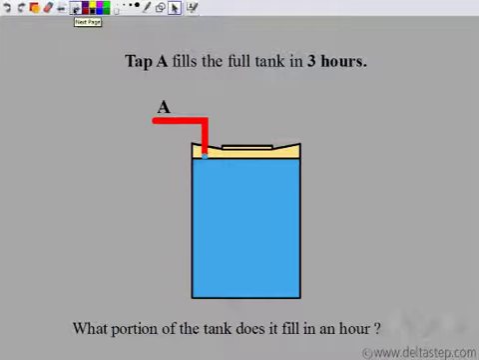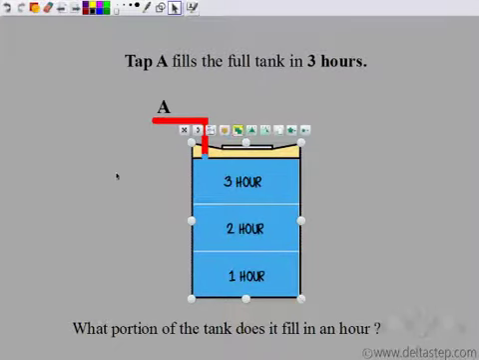Now let us assume that tap A fills an equal amount in equal hours. So if I divide this into 3 equal parts, I can see that this would be the work in 1 hour, in the second hour, and in the third hour. So I divide this into 3 equal parts and I can find the work done in an hour.